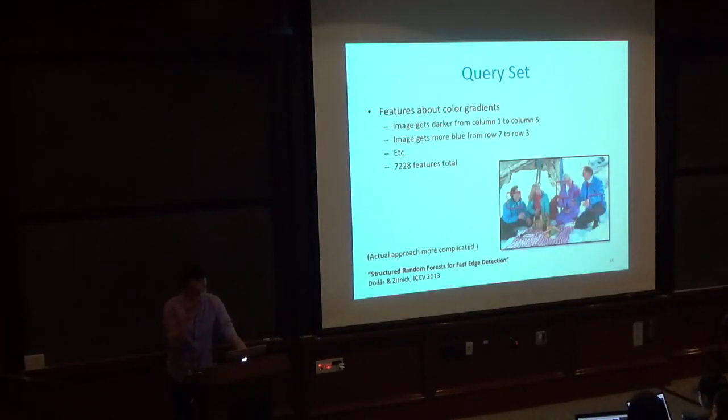Okay, so the other thing that one needs to address now is the query set. Remember that the query set needs to be defined on the input, the X, which in this case is a 16 by 16 patch of RGB values. And so I won't go into too much of the details. They're basically based on color gradients. So for example, does the image get darker as you go from left to right? Does the image get more blue as you go from left to right, etc., or top to bottom?